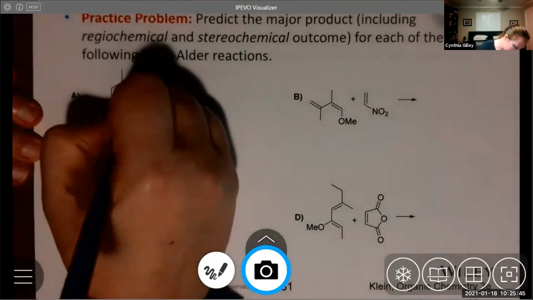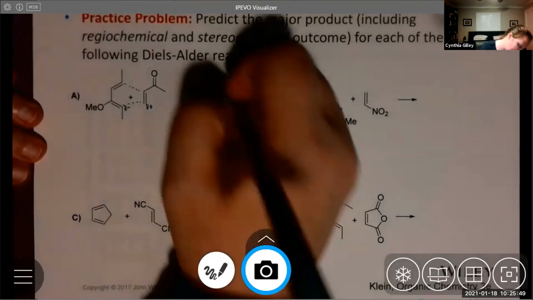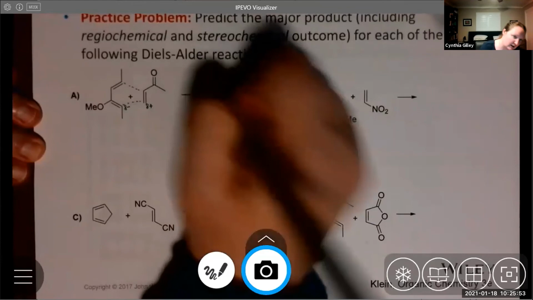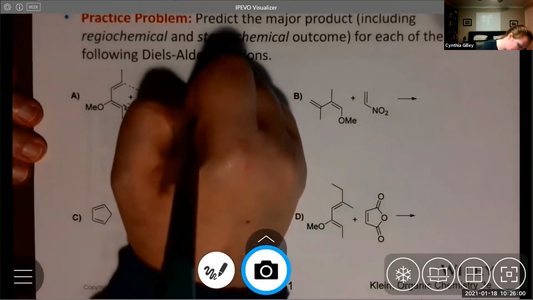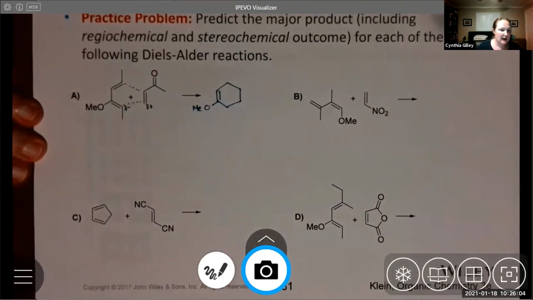So these actually happen to be already properly aligned. That's very convenient for me. So I can just start with the hexene. I don't need to worry about this carbon because it remains sp2. So I'm just going to go ahead and add that methoxy group.